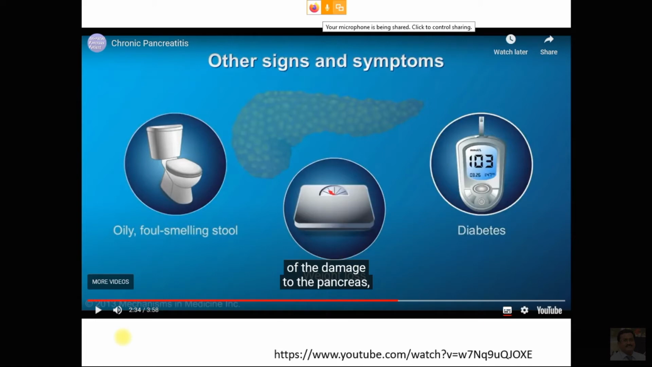Another very common symptom is weight loss, due to improper digestion of fat. That means the fat is excreted as such, giving oily and foul-smelling stool. It's called steatorrhea. Steatorrhea means oily stools. These are the main common symptoms.